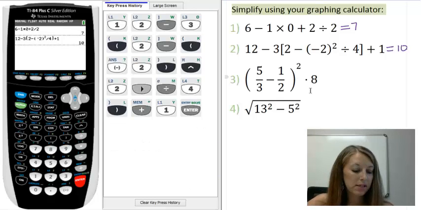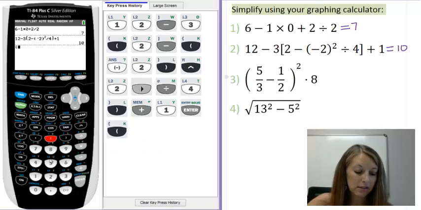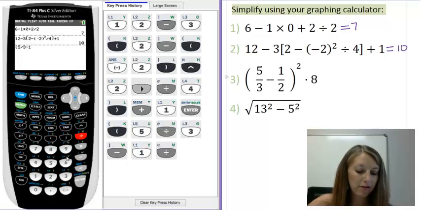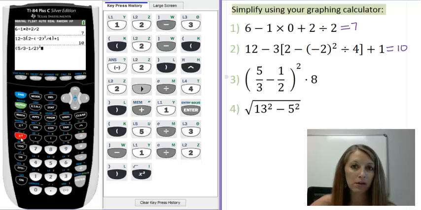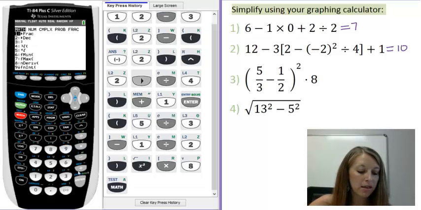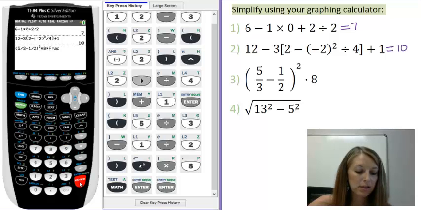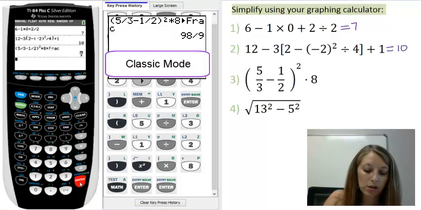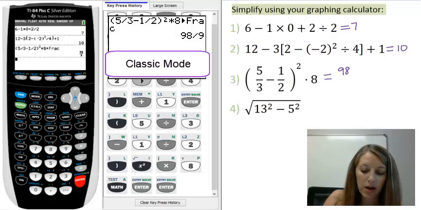Example 3, same thing, just type it in as is. So open parenthesis, 5/3 minus 1/2. Close parenthesis. I'm going to hit the squared button this time, but I could have also pushed the second power, times 8. Now, the only thing is that this problem has fractions in it, so I most likely want to convert this answer back into a fraction, and I can do that here. So I'm just going to hit my math and my fraction button, and when I do that, that gives me my answer here of 98/9.